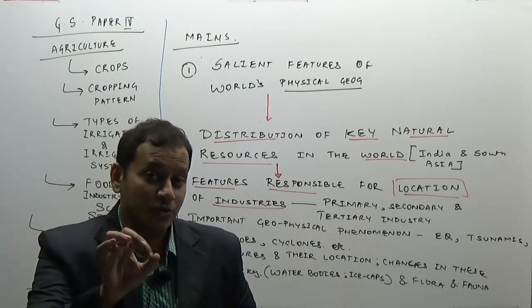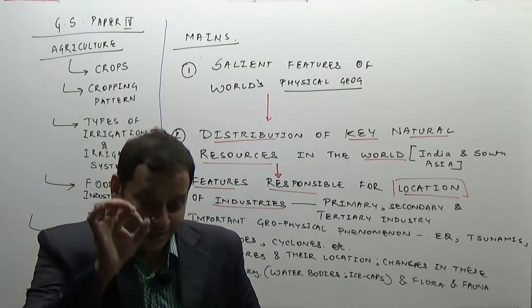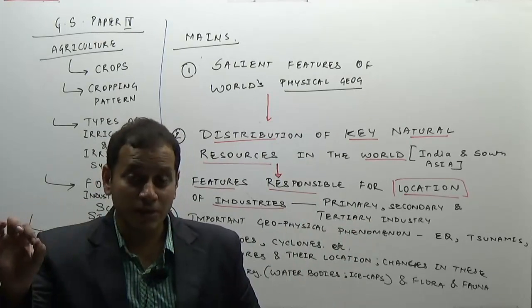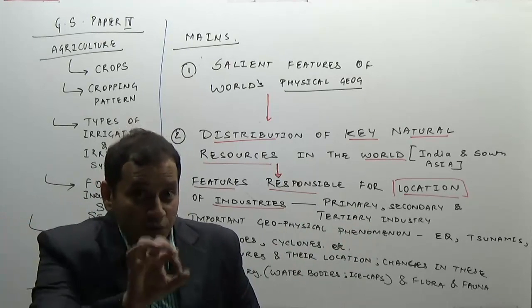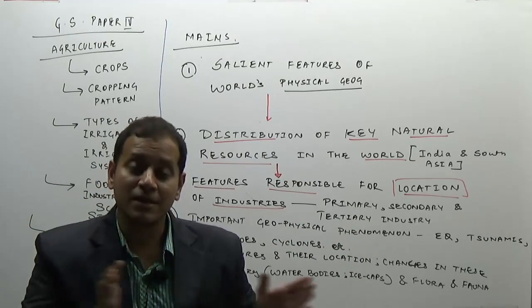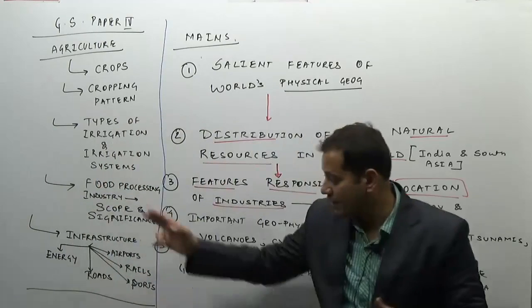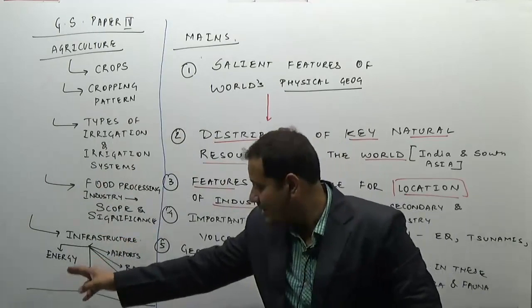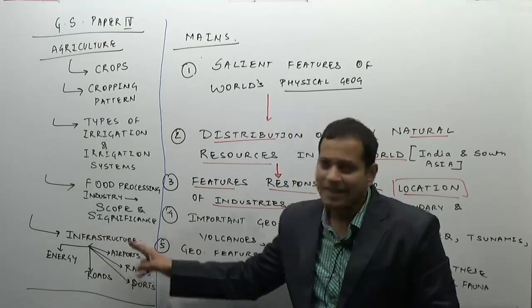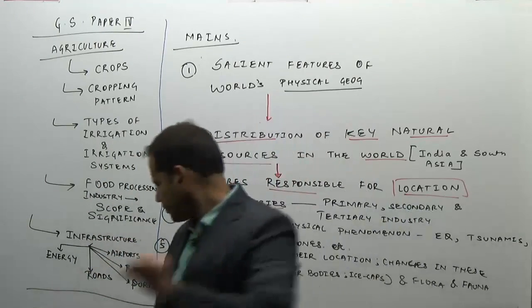How is this related to geography? Because it is not easy to construct roads in this region. Second, related to human geography, human settlement is less in this region. So this is how the applied part of geography works in terms of infrastructure, that is energy, roads, rails, airports, and lastly, the ports.